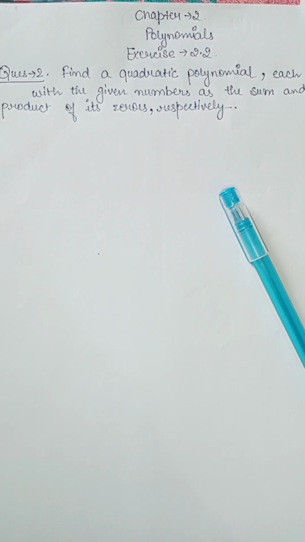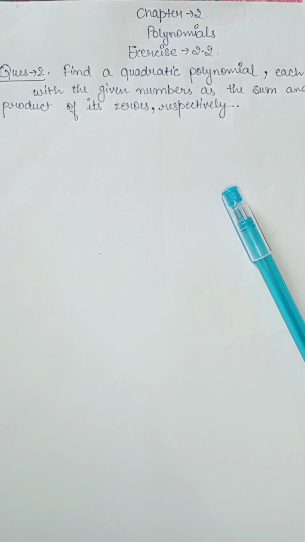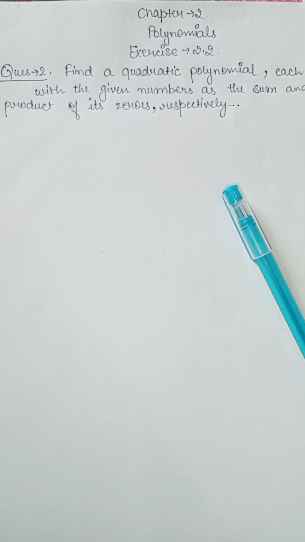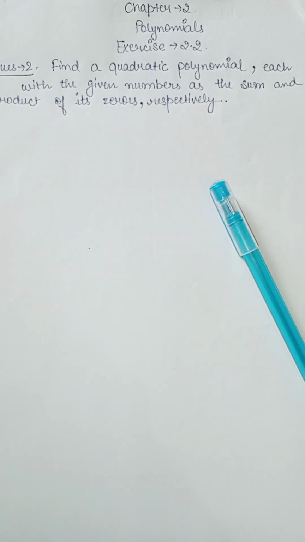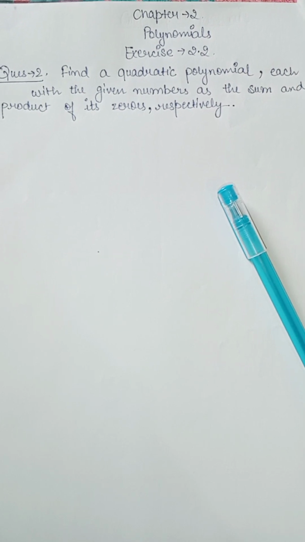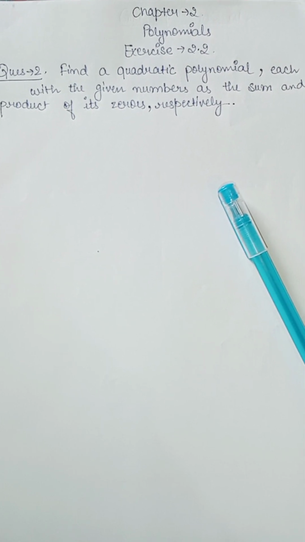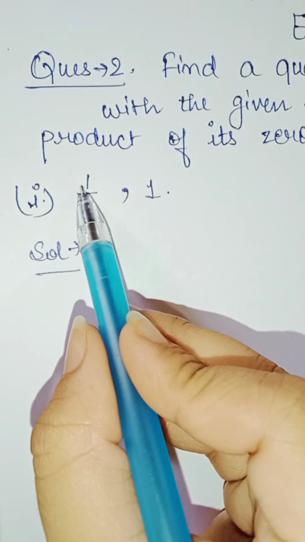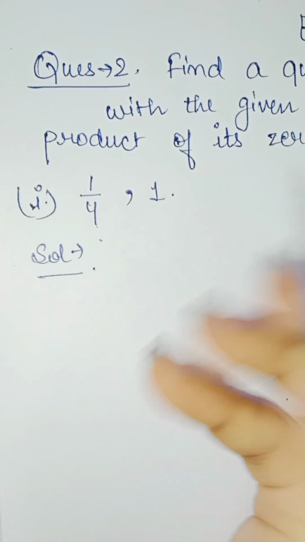So today we will start chapter 2 polynomials exercise 2.2 question number 2. What does the question say? Find a quadratic polynomial each with the given numbers as the sum and product of its zeros respectively. So let's get started. Our first part is 1 by 4 comma 1.